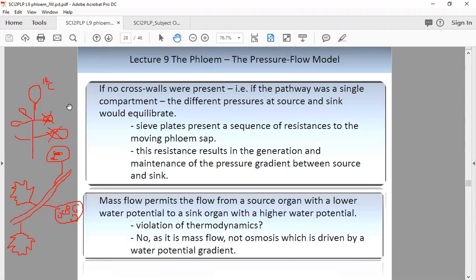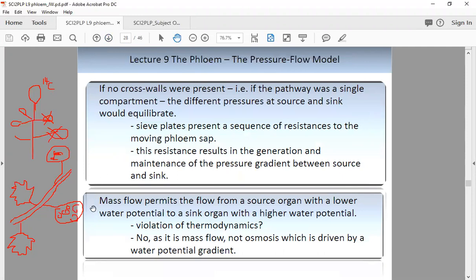All right, so still on the pressure flow model. Now, if there were no cross walls present in the sieve tube elements, that is, if that pathway was just a single compartment, then the different pressures at source and sink would equilibrate. So those cross walls, those sieve plates with the pores, are essential. They present a sequence of resistances to the moving phloem sap, and this resistance results in generating and maintaining a pressure gradient between the source and the sink.